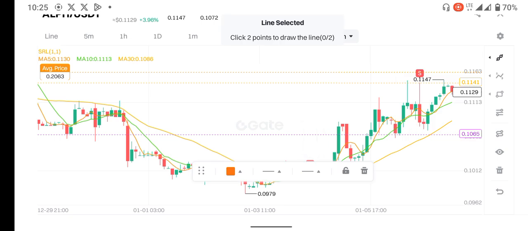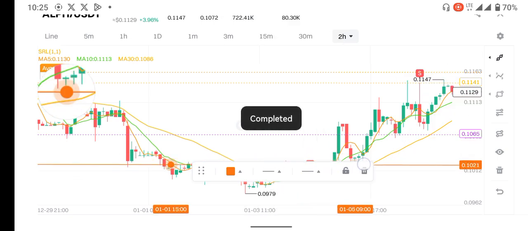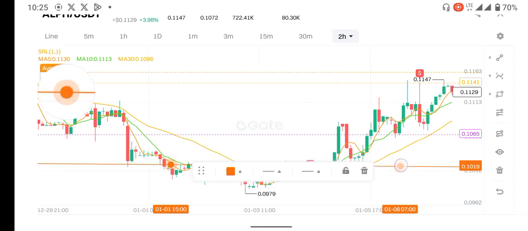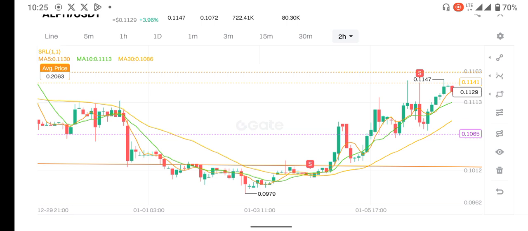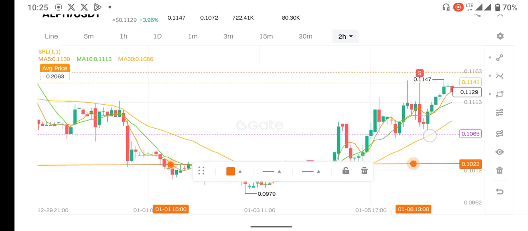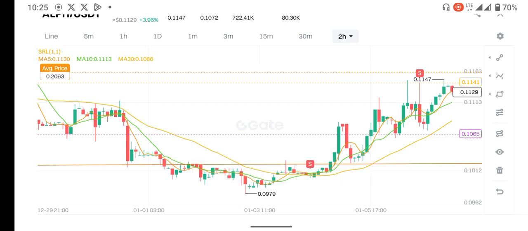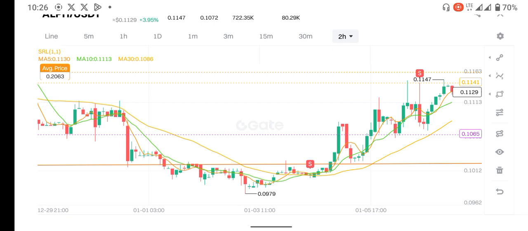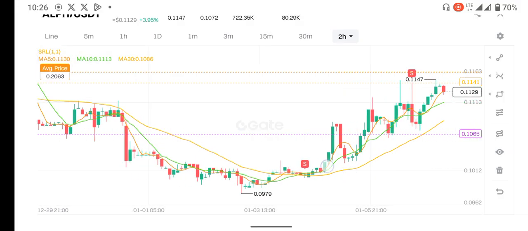I'd like to draw the resistance point that we broke that led to this rally. So this is it. The market broke this point here at 0.1023. That's the resistance that was broken, and the market rallied up to this new point here, which is 0.1147. Further analysis indicates that this was when we had the break point here.